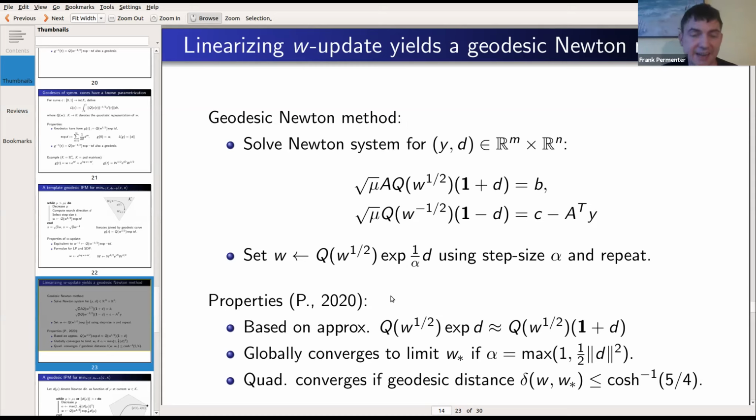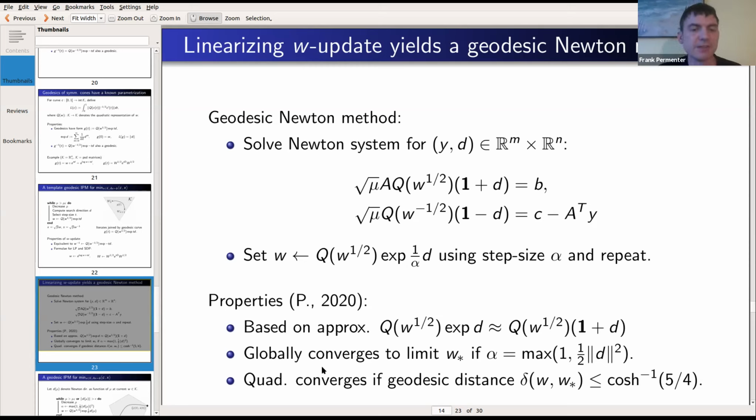Okay, so what can we say about this geodesic Newton's method? Well, we can prove that it globally converges to a point on the central path if I use the same step size rule we saw for the log space IPM. The step size rule says take a full Newton step, a full geodesic update, if the norm of the Newton direction is less than a threshold, otherwise just rescale by the norm squared. Okay, so we have global convergence of this geodesic Newton method.